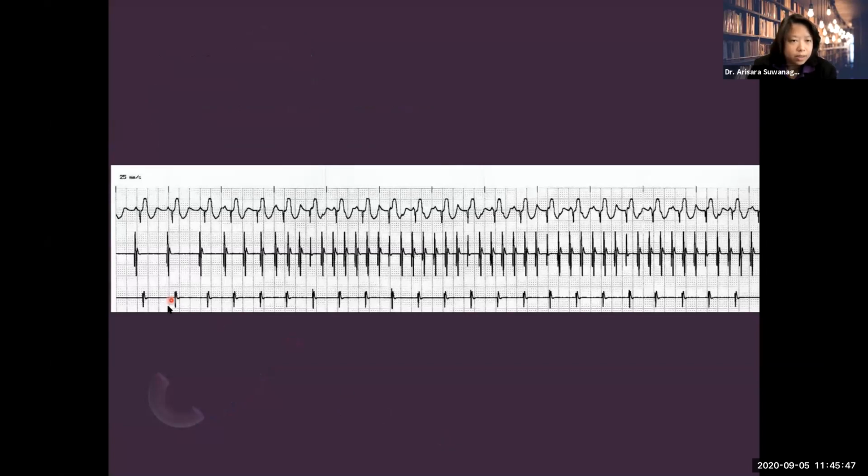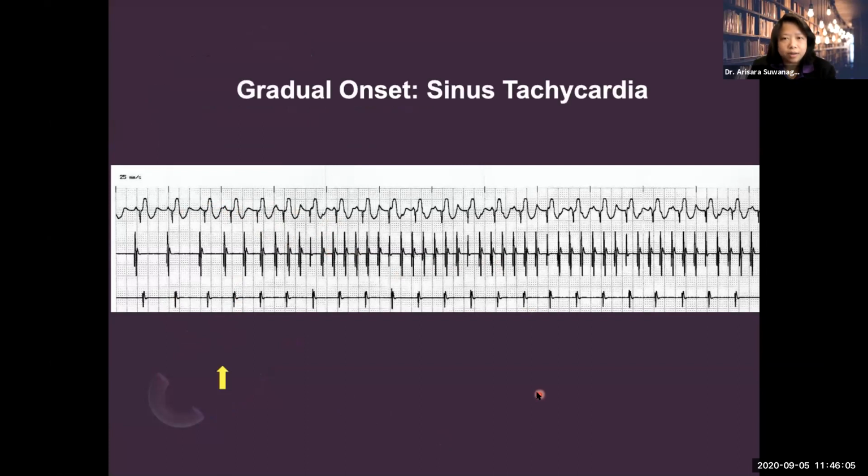Okay. This is another example, which is a far field, where you can see that the ventricular signals come pretty slowly compared to the atrial signal here. So it's A more than V, and even though it's a stable one, it will know that it's a sinus tachycardia.